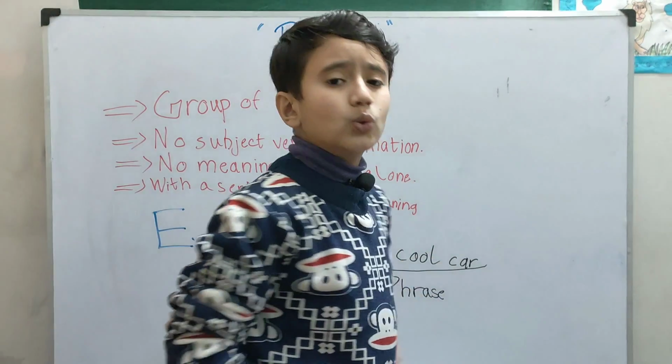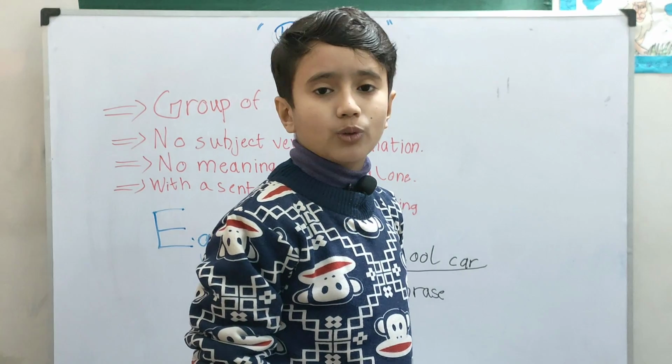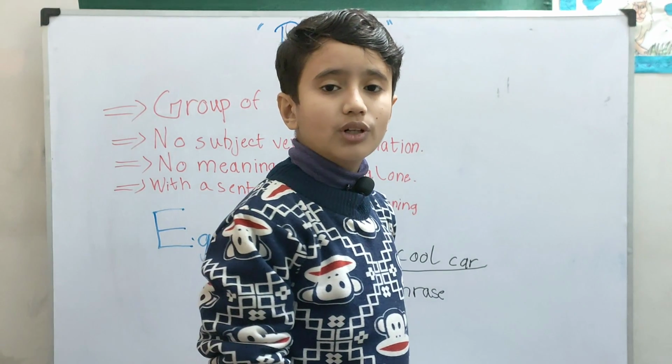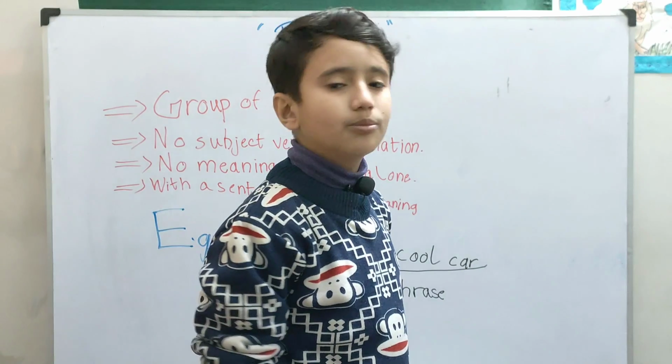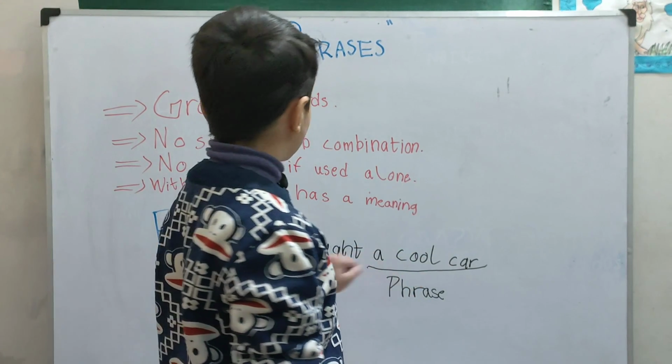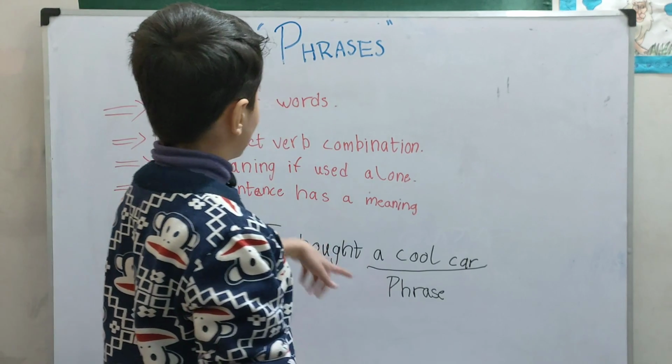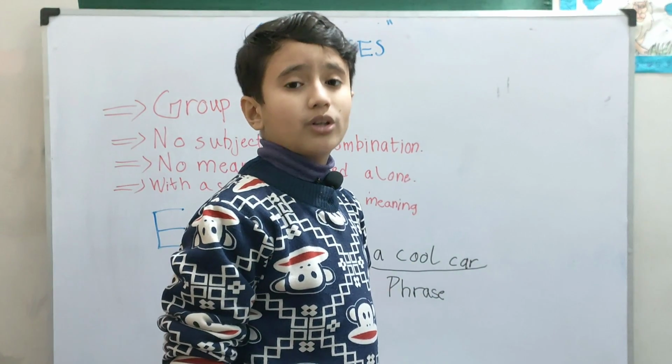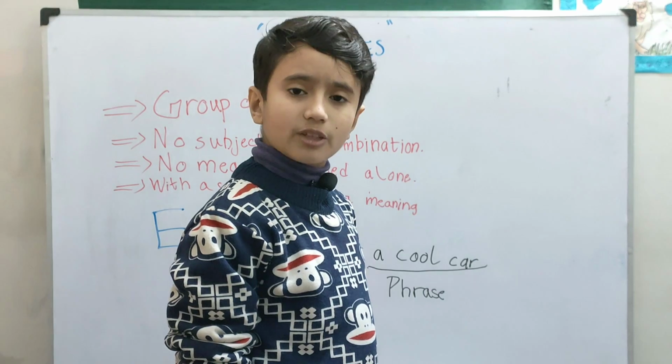If we say a cool car, or if we say a cool, or a beautiful, will it make sense? No, it won't make sense. So here, a cool car is the phrase that we are using. With the sentence it makes a meaning. If we say a cool car, will it make sense?